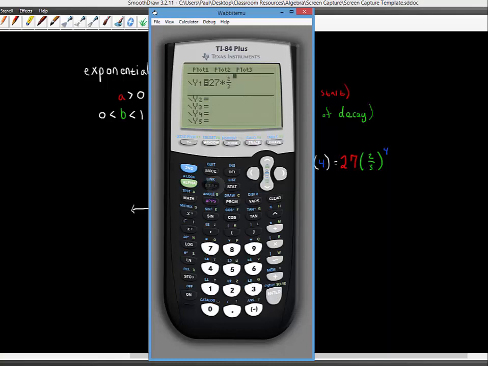2/3 raised to the x power here. And let's go ahead and go straight over to the table. And there it is, where x is equal to 4, y is equal to 16/3.